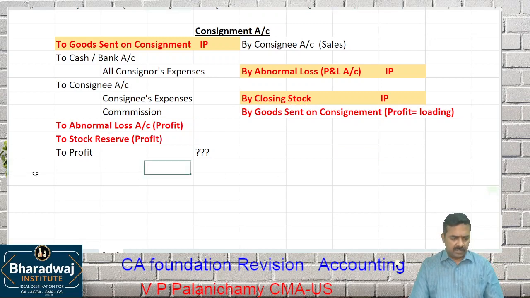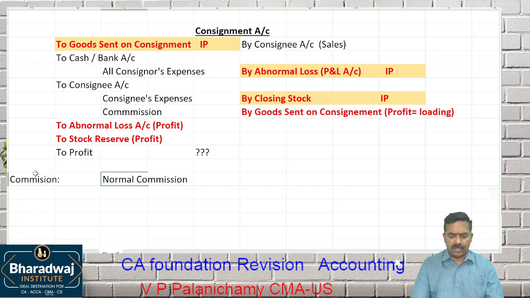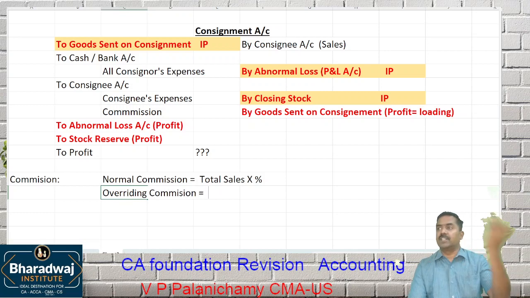What are the different types of commission paid? Normal commission is paid on the total sales into the percentage. Next, we call it overriding commission. Overriding commission is paid for the sales more than the specified price.